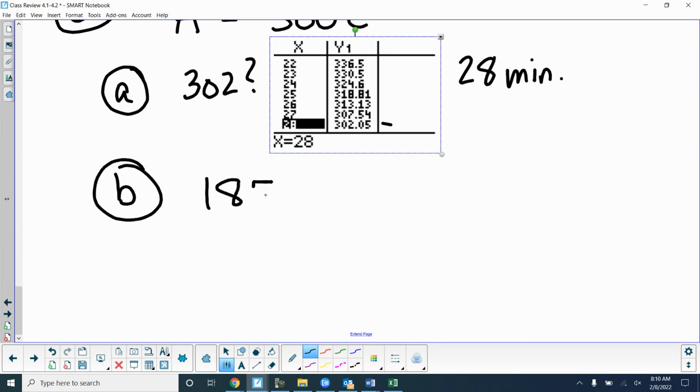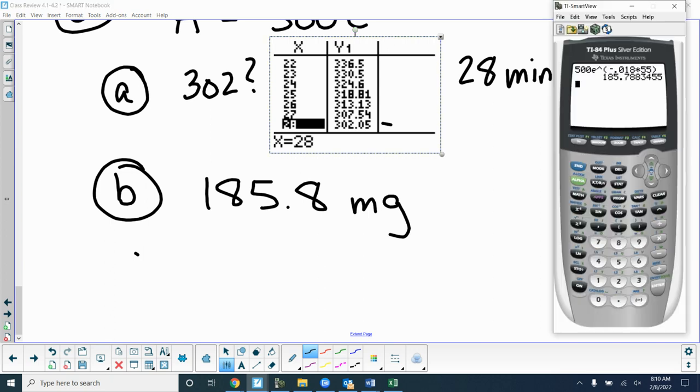Is that 185.8 milligrams after 55 minutes? So either way works. If you go back to the table, you'll get the same answer. Keep going down. As you can see, there's the 185.8. So either way works. But again, it's all calculator work. Another pretty easy problem, right? So it'll be similar to the warm-up or that, using your calculator for 5 and 6.